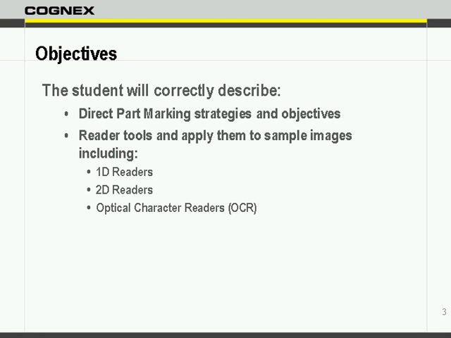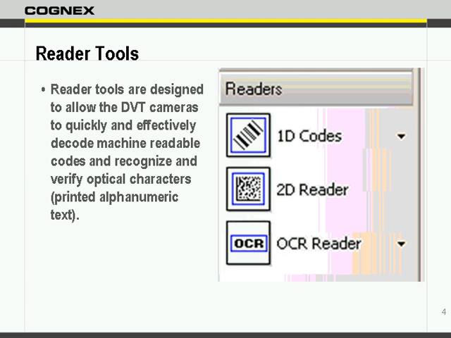We're going to talk about 1D readers, 2D readers, and optical character readers, or OCR as they're oftentimes referred to. Now, the reader tools are basically designed within the Intellect product, specifically within the DVT cameras, to allow you to very quickly and effectively decode machine-readable code.